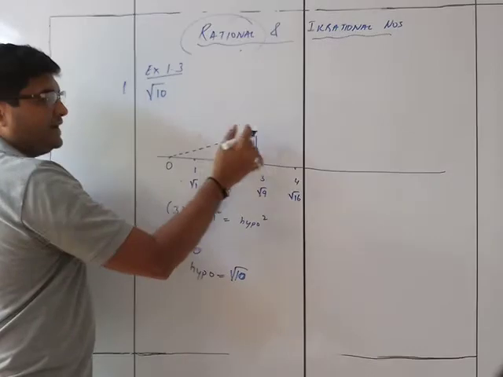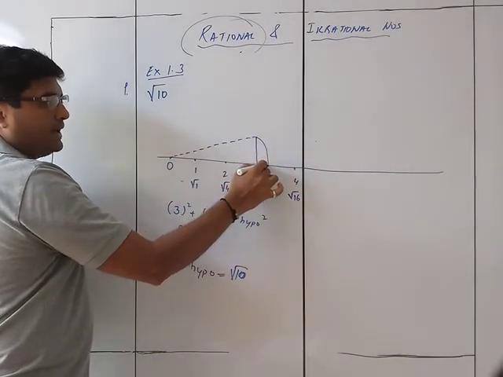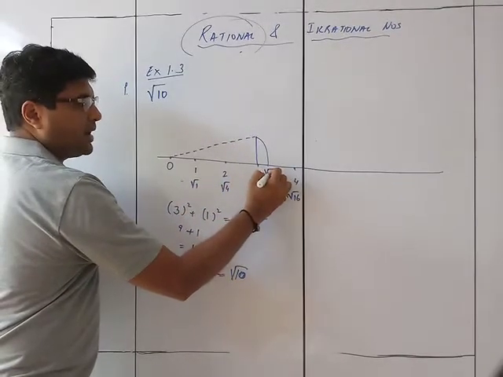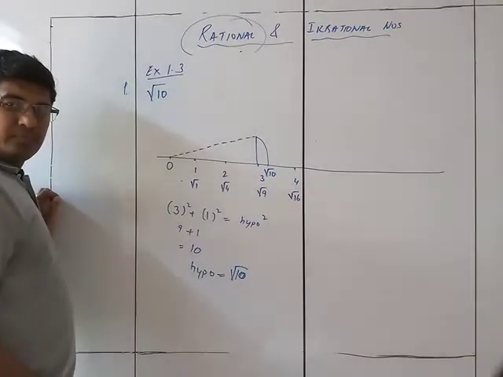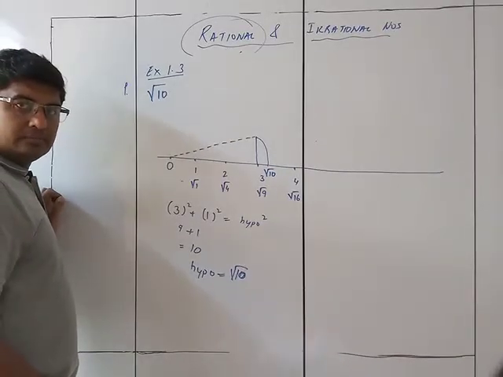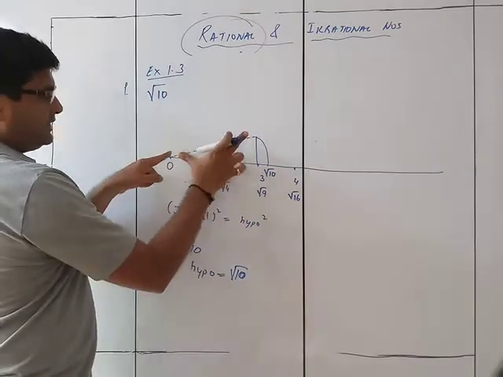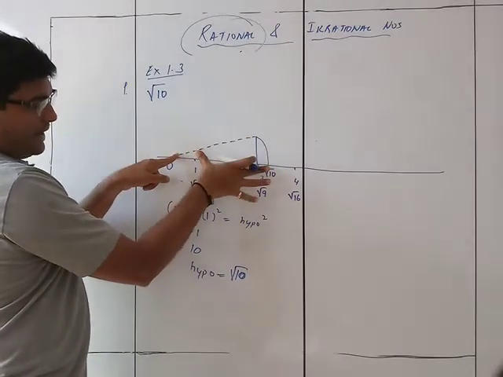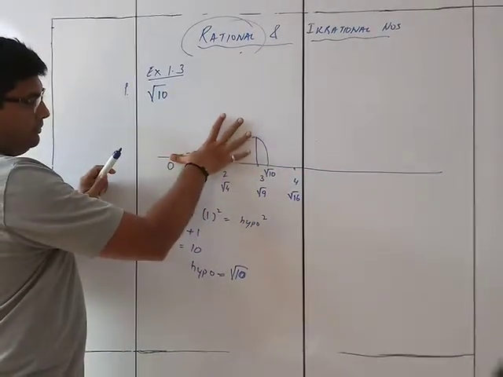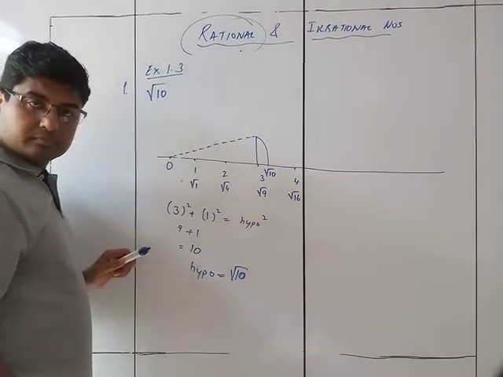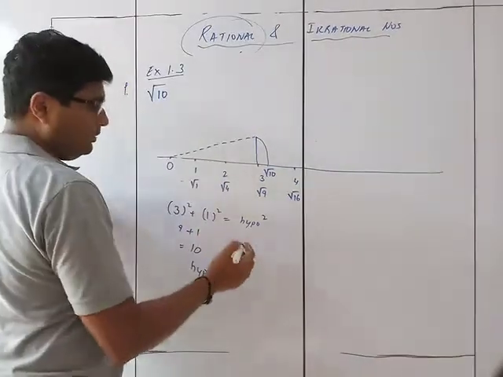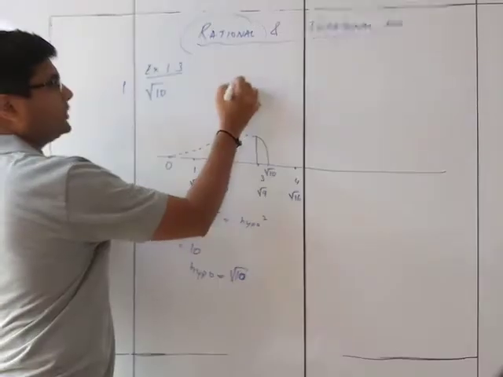Now just take this as the radius and draw an arc like this. So this is nothing but my root 10. Understood? Root 10. You take this as the radius and mark like this, from this point, this way. Is it clear?